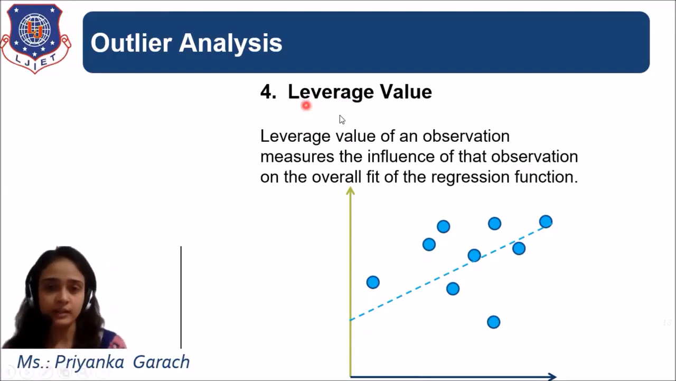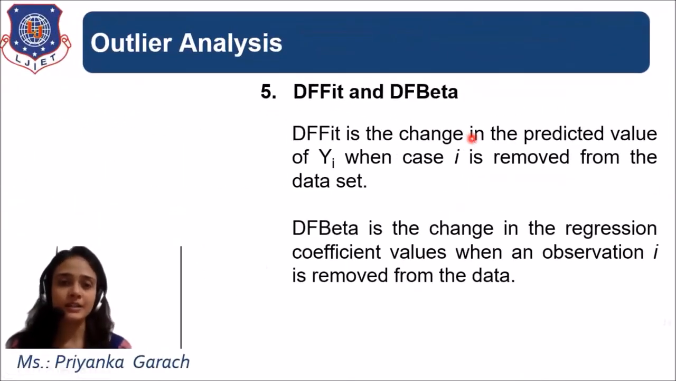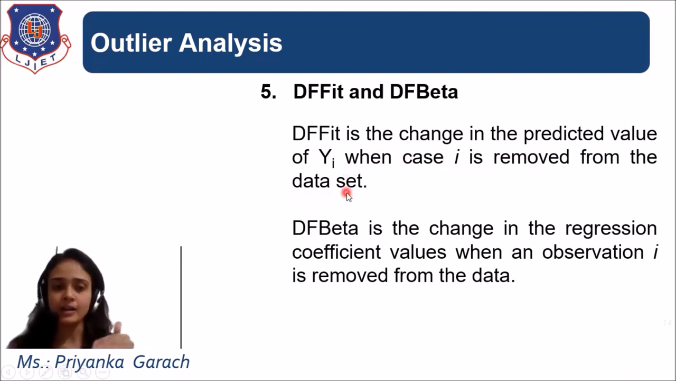So this is what the leverage value is telling us. The last one is the DF fit and the DF beta in the outlier analysis. The DF fit is the change in the predicted value, that is the yi, when case i is removed from the data set. So when I remove a complete row from my data set, what will be the change in the predicted value? That is what the DF fit is telling.